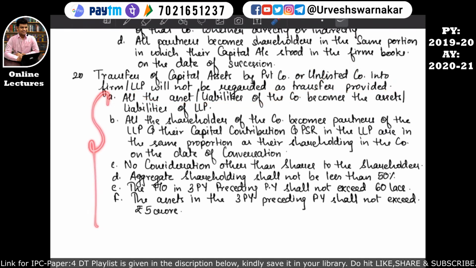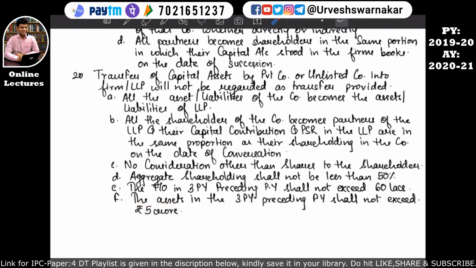If the following conditions are satisfied: all the assets and liabilities of the company become the assets and liabilities of the LLP or the firm, and all the shareholders of the company become partners of the LLP, and their capital contribution and profit sharing ratio in the LLP are in the same proportion as their shareholding in the company on the date of conversion, and no consideration other than shares is given to the shareholders, and aggregate shareholding shall not be less than 50%. And the turnover in any of the three preceding previous years shall not exceed 60 lakhs. The value of the assets in any of the three preceding previous years shall not exceed rupees 5 crore.